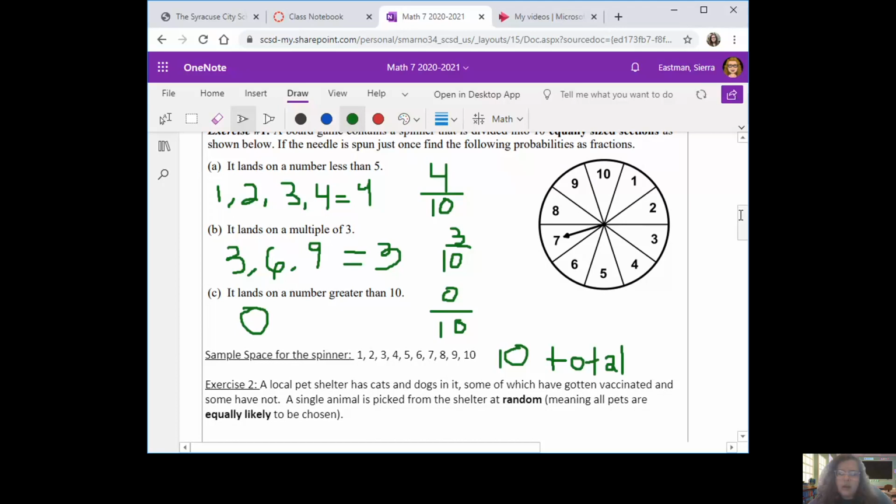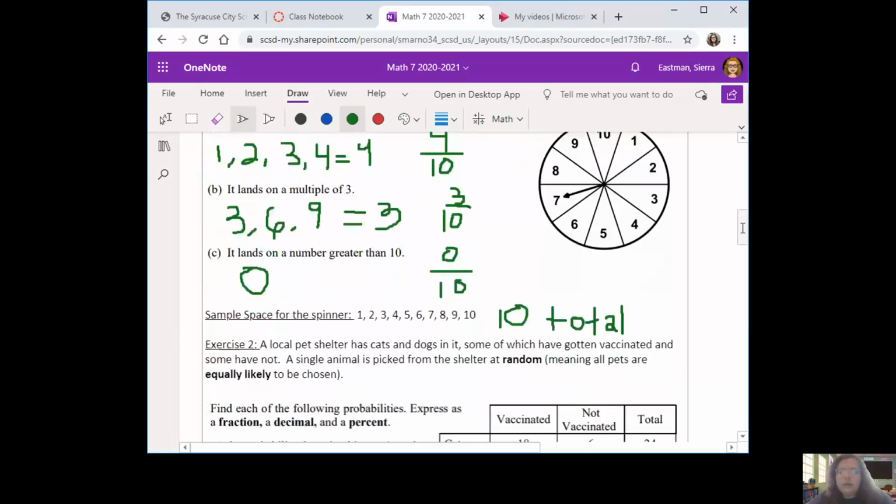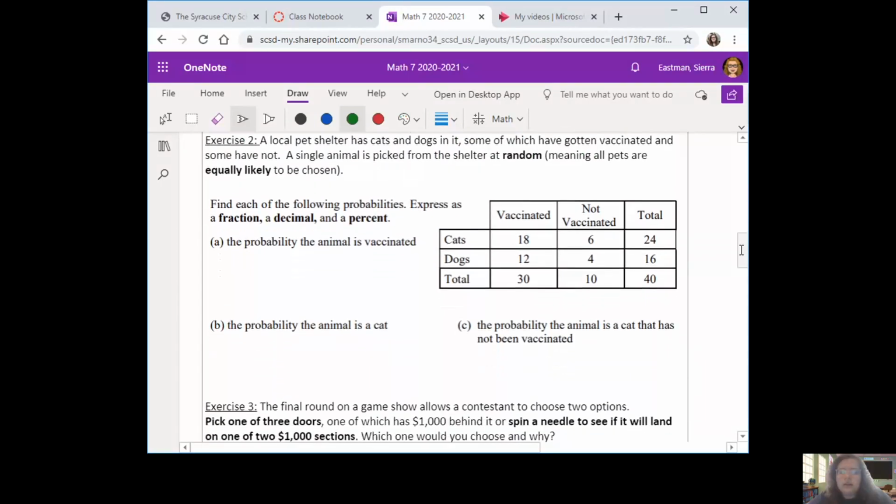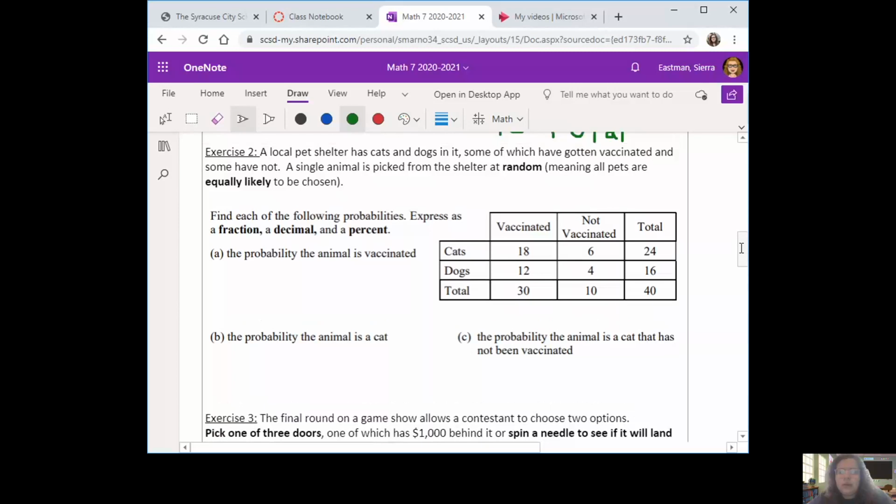Okay. Not all probability questions are about spinners. Some could be about dice or the likelihood of drawing a 10 out of the deck of cards, things like that. Flipping a coin again, or different situations like exercise 2. Okay, this time they're giving us a chart here. It looks a little bit complicated, but we're going to explain how it's working.